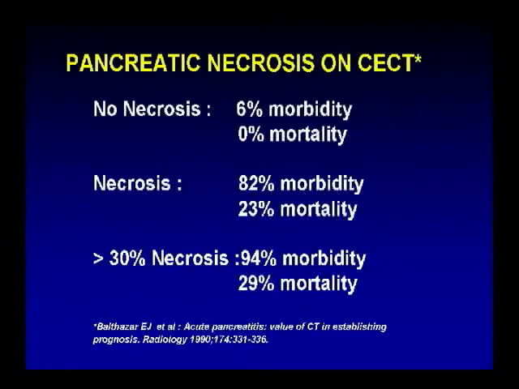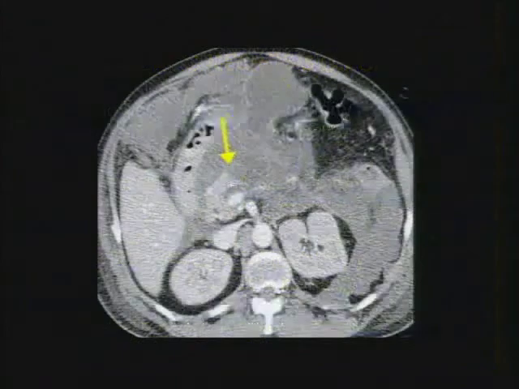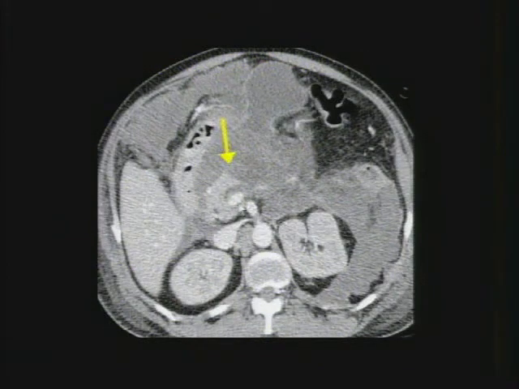Pancreatic necrosis is an important finding. Obviously, you need to give IV contrast for this, but note the significant increase in morbidity and mortality when necrosis is present, and this is particularly so if you have greater than 30% of the gland that is necrotic. What do you look for? Well, basically, areas of non-enhancement.